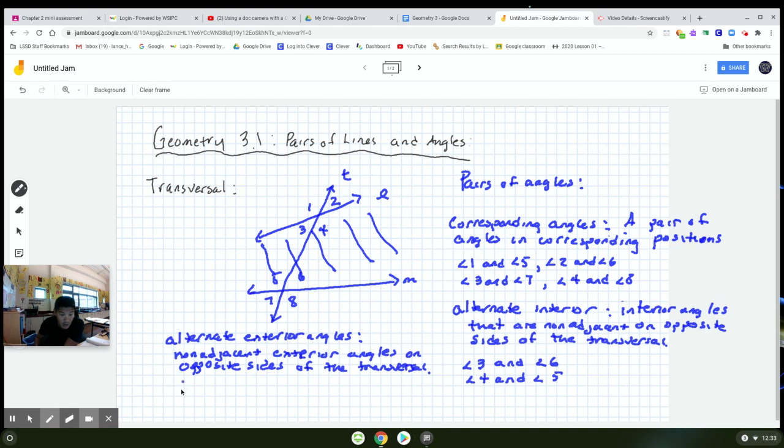If I just take a look at one of the exterior angles, angle 1, you know what angle could be an alternate exterior angle with that? Can't be angle 2, even though angle 2 is an exterior angle. It's adjacent to angle 1. Can't be angle 7 because those are on the same side of the transversal. They're on the left side of the transversal. So angle 1 and angle 8 are alternate exterior angles. And then there's one more pair of alternate exterior angles. That would be angles 2 and angle 7 are alternate exterior angles. They're exterior angles that are non-adjacent, and then they're on the opposite sides of the transversal.